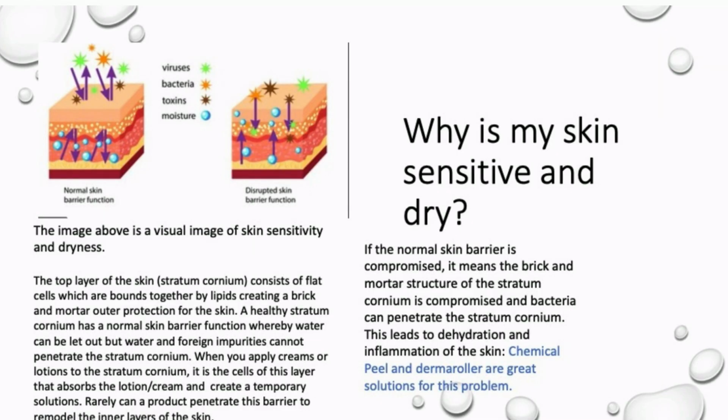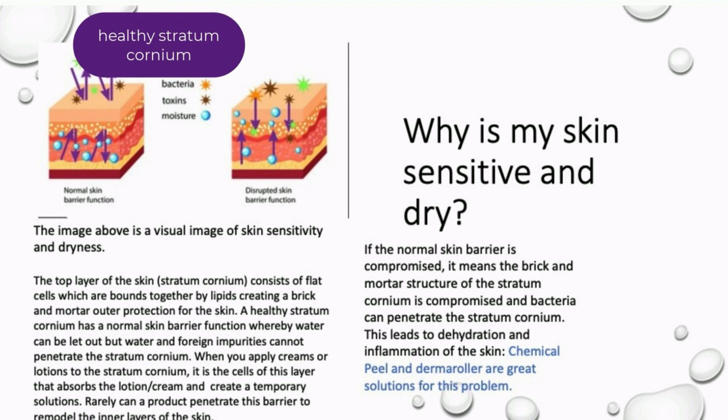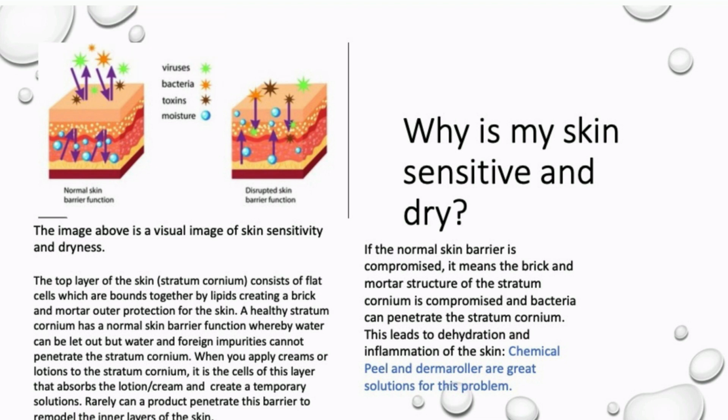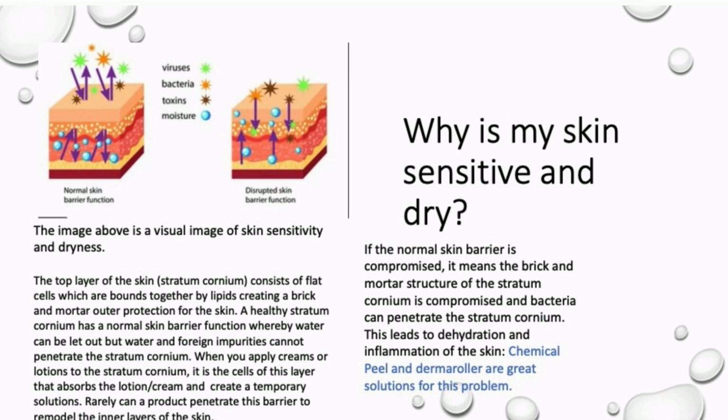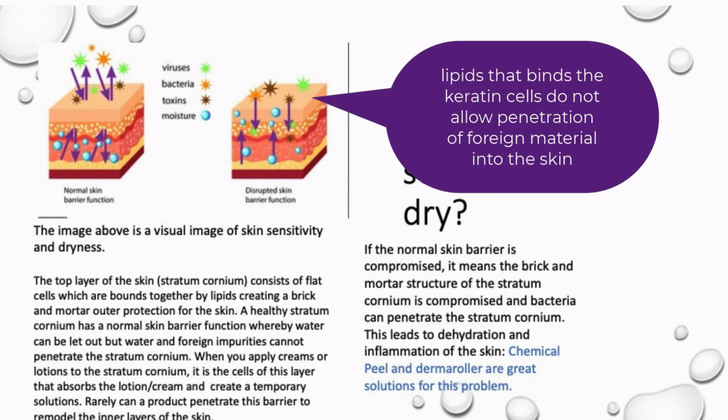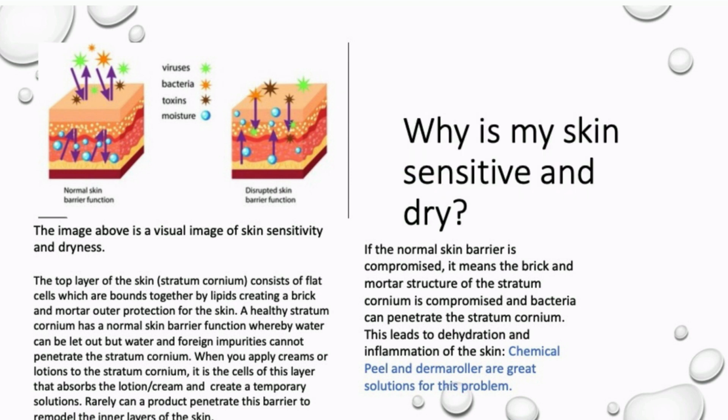The images on the screen are representations of a compromised stratum corneum. One represents a healthy stratum corneum and the other represents a compromised stratum corneum. What that means is the top layer of the epidermis consists of flat cells that are bound together by lipids, and these lipids prevent water and any foreign material from penetrating the upper layer of the skin, and it offers a tight barrier function where water can be let out, but foreign impurities cannot penetrate the stratum corneum.